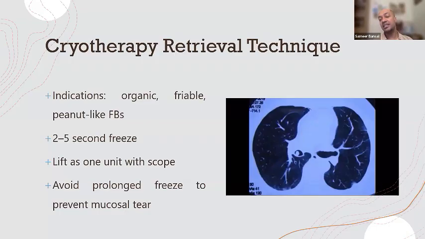So here is an example. You can see on the CT scan, there is a foreign body around the right bronchus intermedius.